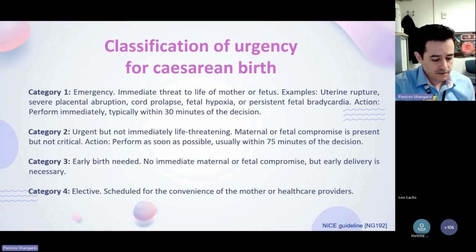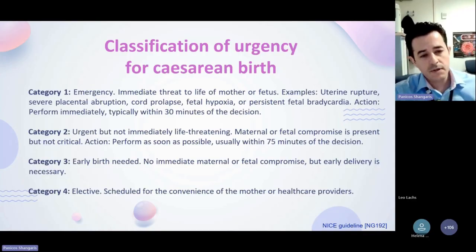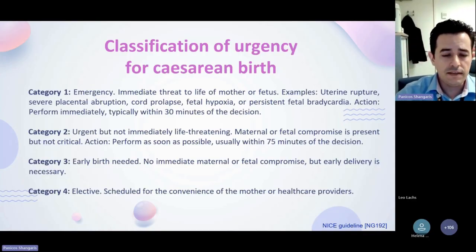Category 2 is when, for example, we are suspecting that there is sepsis, but actually we have time to give antibiotics and prepare the woman and make sure that she gives informed consent. And we do have about 75 minutes to do that. So it's a bit of a more controlled situation.